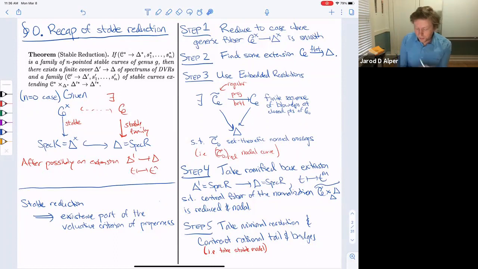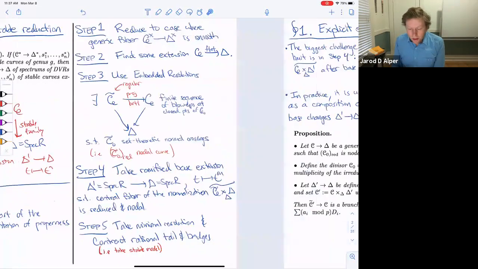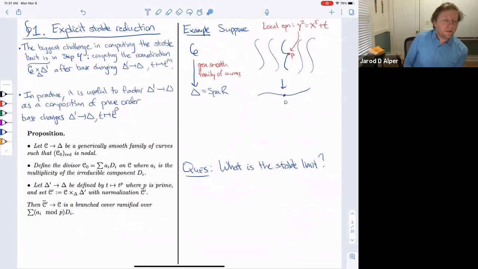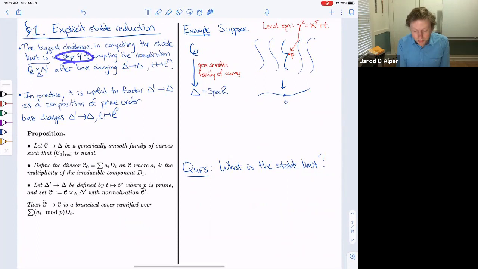Right, but somehow the method to prove it doesn't always work directly. Sometimes there are additional steps and techniques that you need to actually compute what the stable limit is. And that's often important in practice, where maybe you're given a specific degeneration, and you want to know what explicitly the stable reduction is. And so I'd like to take some time and give an example of how one can work that out. So the biggest challenge in computing the stable limit is in step 4, which was computing the normalization after a base change.